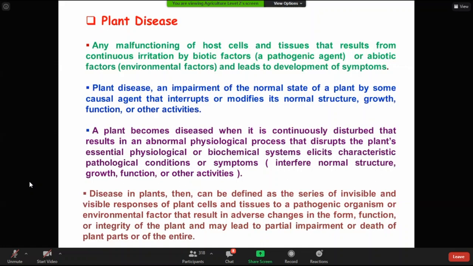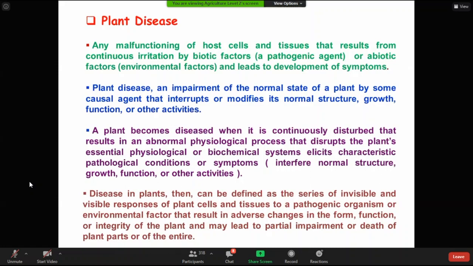In exactly the same way, you can notice the infection in plants as invisible. Plants may just respond to the pathogenic infections, but it will be visible when you see some changes in its form, its structure or function or some other integrity, and that may lead to partial impairment, even death of the plants. We call it plant disease. So if you summarize, the morphology and physiology are both altered due to infection by pathogen, we call it plant disease.